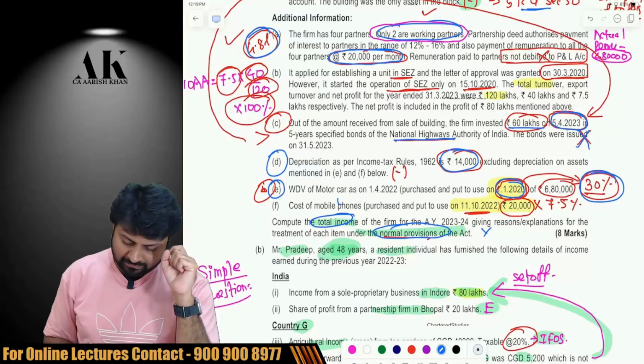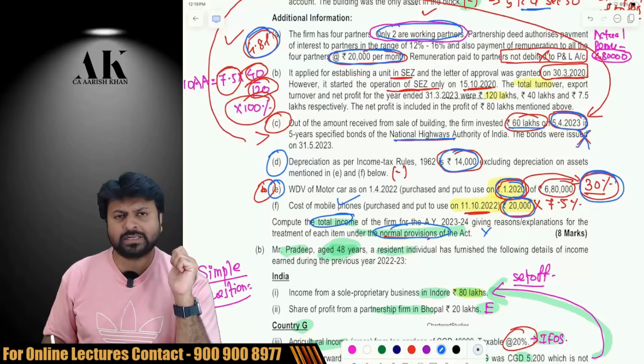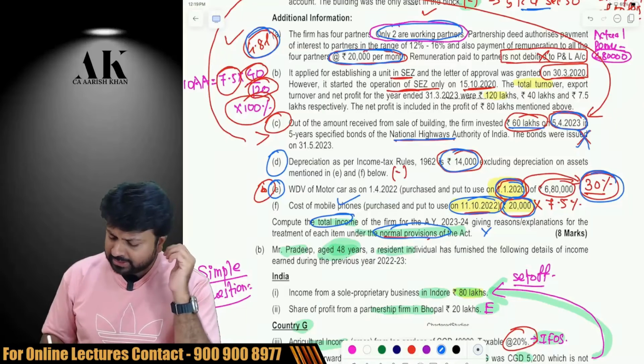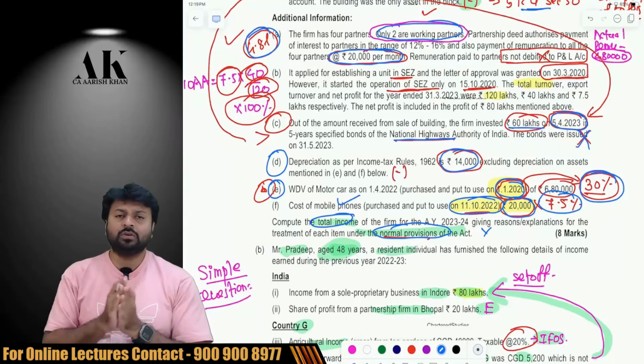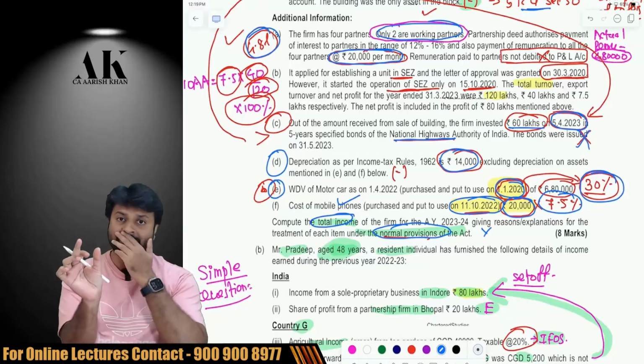Okay. Next one, mobile phones will be subject to 15% depreciation, but because it is used for less than 180 days, you will get 7.5% depreciation. Okay. After doing all these adjustments, you are going to compute your book profit. After that, you will see what is your book profit.